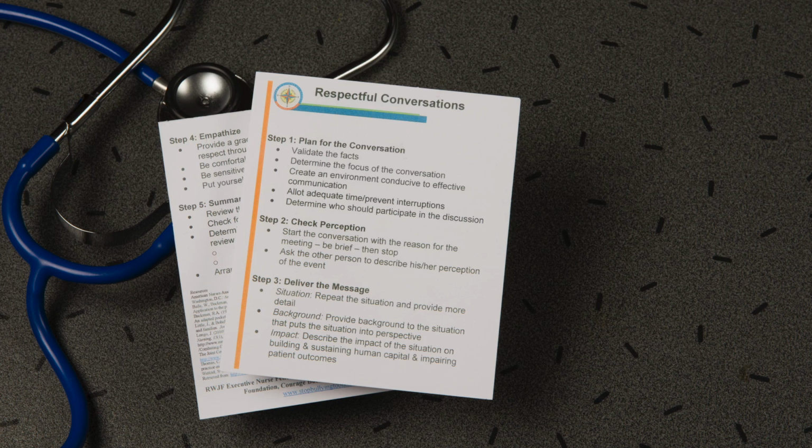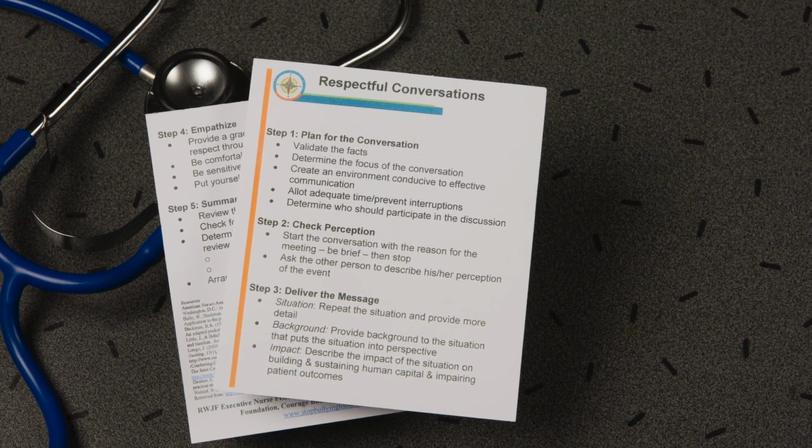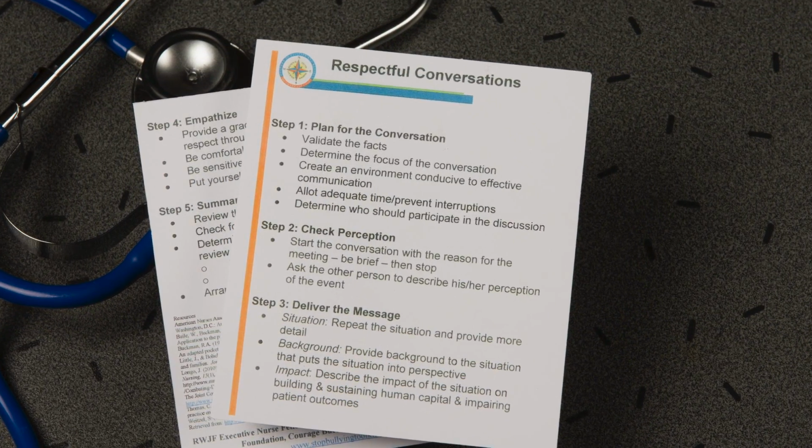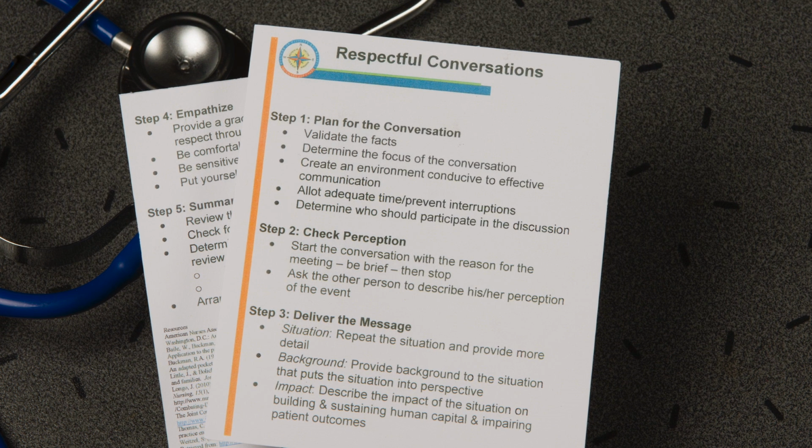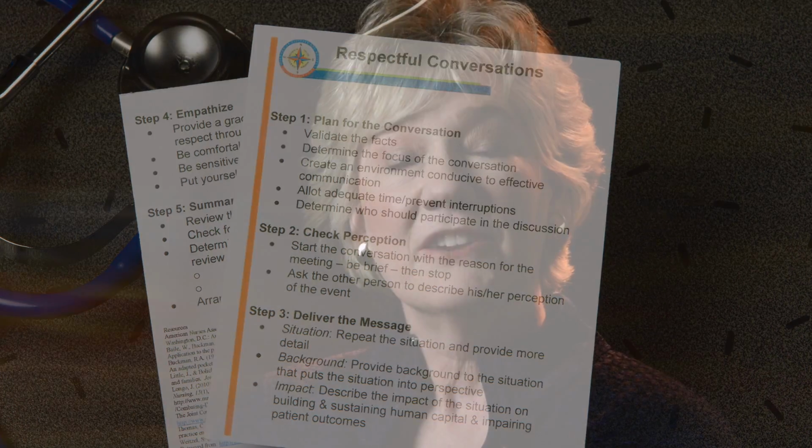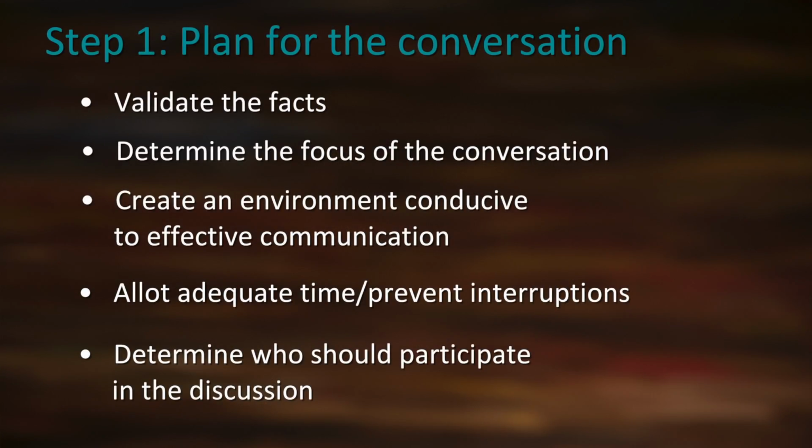Please use your 5-step pocket card as we move through the scenarios. It can be downloaded from the Courage Bucket in the Civility Toolkit. There are 5 steps for respectful conversations for difficult situations. The first step is to plan for the conversation. Well thought out planning leads to conveying accurate information and creating an environment conducive to communication.